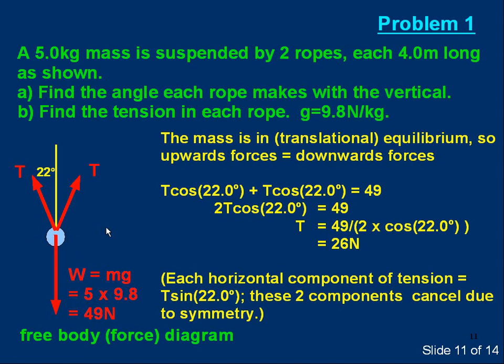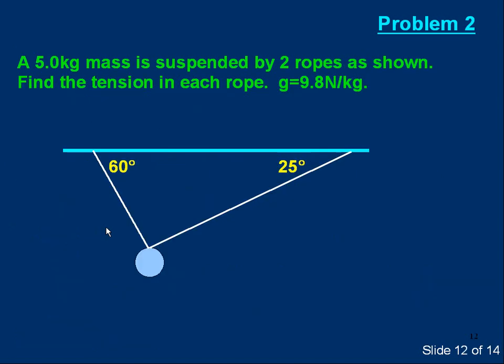Let's do another one, problem 2. It's a similar problem, but this time the angles are given to you. And in fact, they're angles to the horizontal, not angles to the vertical. A 5 kilogram mass suspended by 2 ropes is shown. Find the tension in each rope.